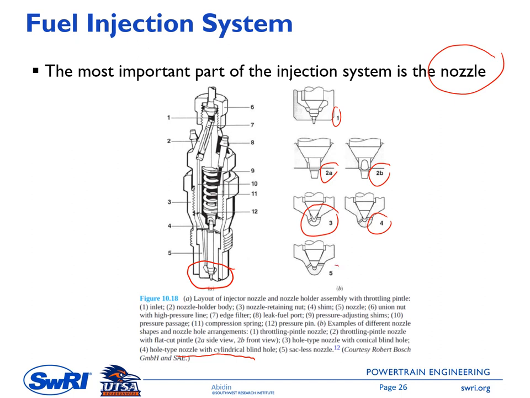And then number 5 is a shockless nozzle. Here you can see this is the sac volume. Right now there is a technology trend that tries to minimize this sac volume, because it is one of the sources of unburned hydrocarbon. At the end of the injection, there will be fuel remaining in this sac volume, and the flame won't be able to go farther inside it, which results in unburned hydrocarbon at the end of the combustion process.